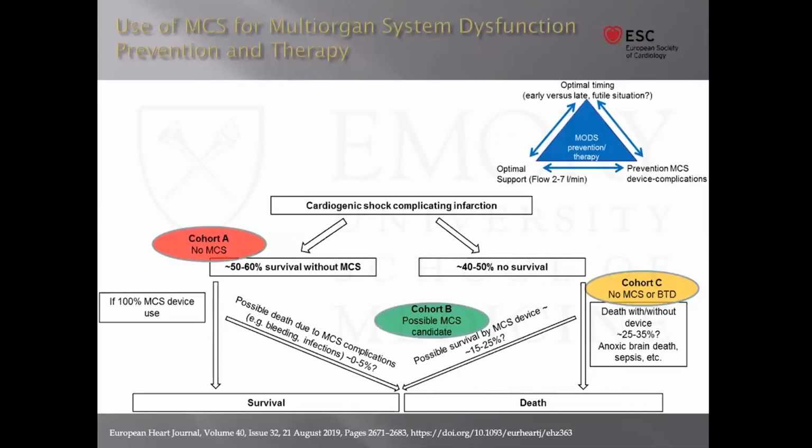So this is a very busy graph here, but just kind of shows you that not everybody is going to need mechanical circulatory support, which is what MCS stands for here. If you have cardiogenic shock after an infarct, you kind of dissect these patients into different groups. About 50 to 60% of patients will have survival without the use of these devices. About 40-50% of these patients are going to die, many, no matter what you do. So you've got this small group here, about 15 to 25% of these patients that may benefit with the use of the MCS.